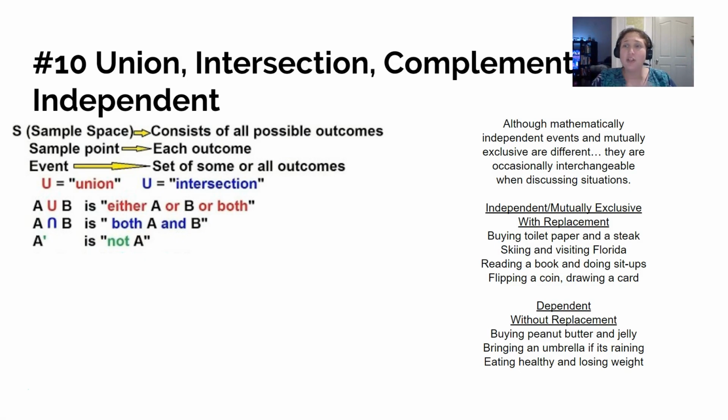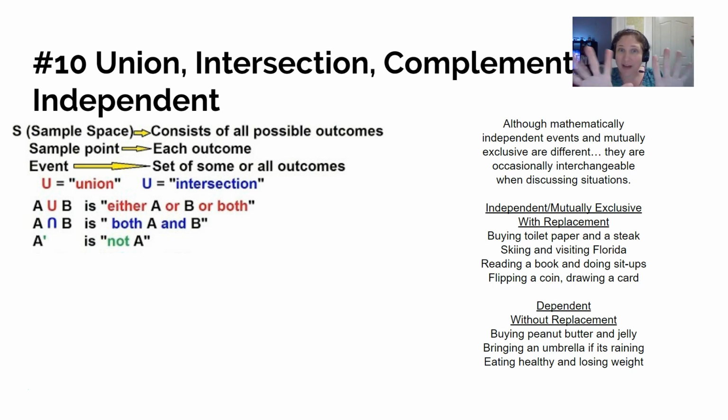Number 10, union, intersection, complement, and independent. Remember, union is everything being put together. That's the or. So it's like I get married, all of my stuff, all of my partner's stuff together. Union. Intersection is where two things meet. It's like Highway 78, Scenic Highway, that's where they meet. That's the intersection. That's the and, that's the overlap. The complement is what completes the set.